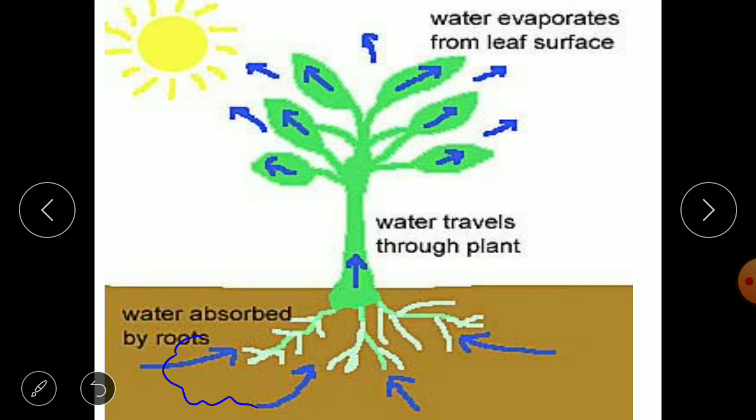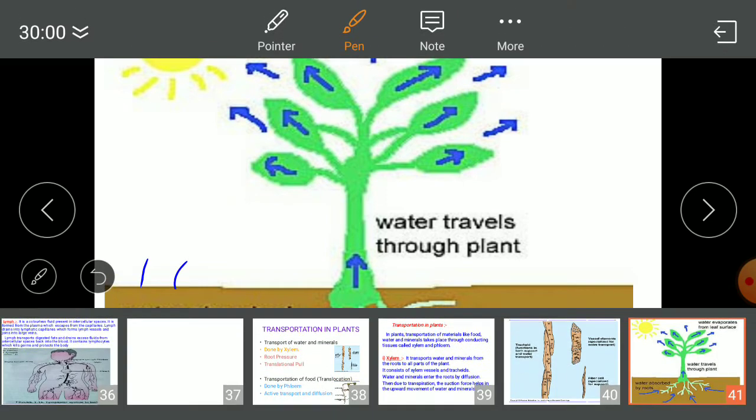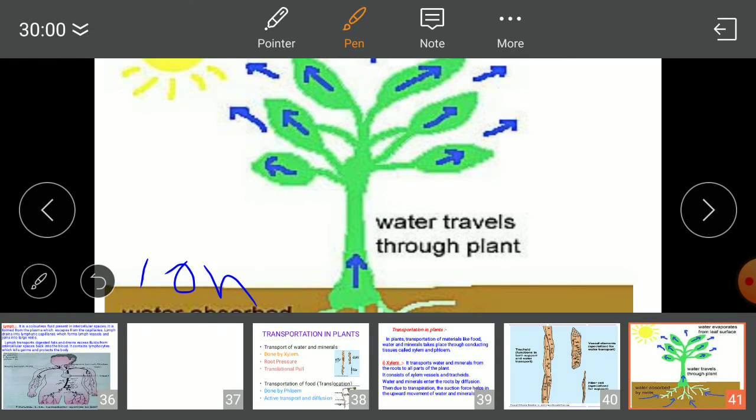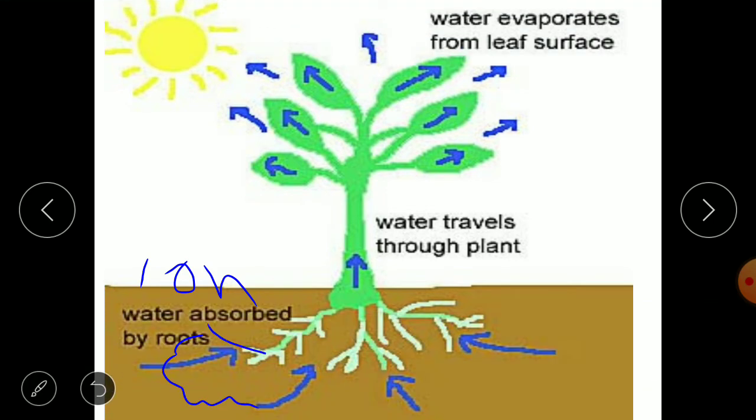What happens at first is that the ions from the soil are actively taken up inside the roots. Just remind, there are two types of movement of particles across the cell membrane. One is spontaneous, passive movement. There is no need of energy; it takes place through the concentration gradient, from more concentration to low concentration. That is diffusion and osmosis.